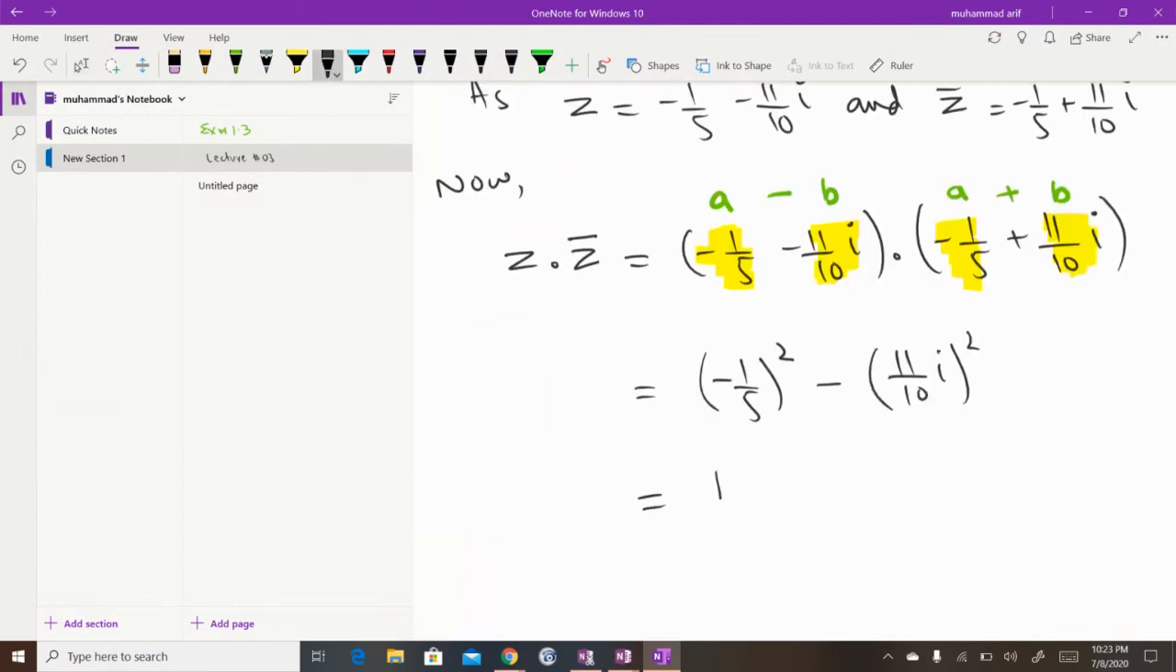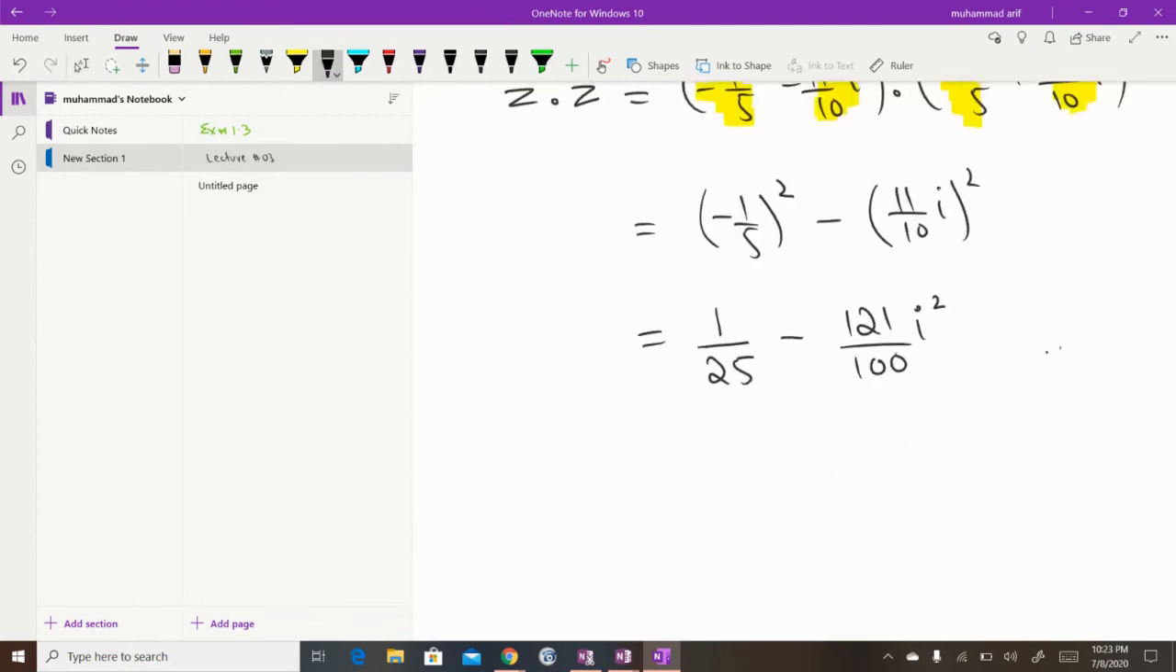Now what is the square of 1? It becomes positive 1. What is the square of 5? It becomes 25, because square of negative becomes positive. What is the square of 11? Its square is 121. What is the square of 10? Its square is 100. And what is the square of iota? Its square is iota square. As we know that iota square is equal to negative 1, therefore we replace negative 1 instead of iota.